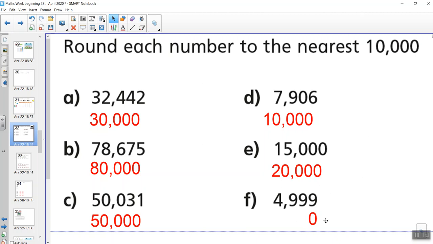This was a tricky one down here because 4,999 doesn't round to 10,000. It's not big enough to round to 10,000. So it rounds actually down to 0. On my number line, I'd have 0 and 10,000. So that one rounds down to 0. How did you get on with the others?